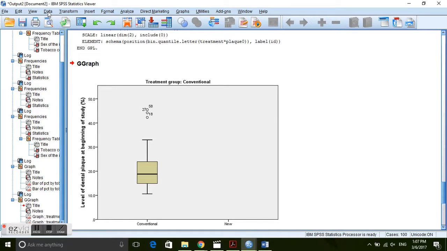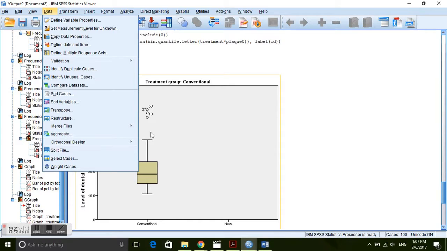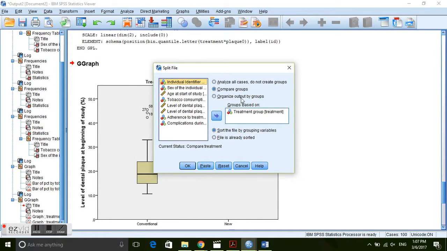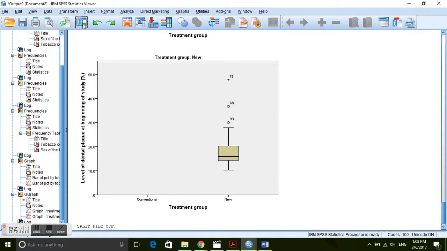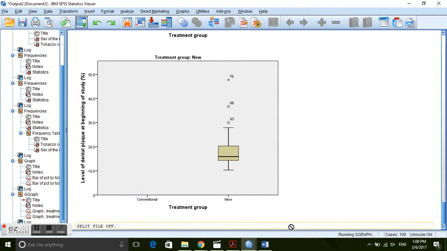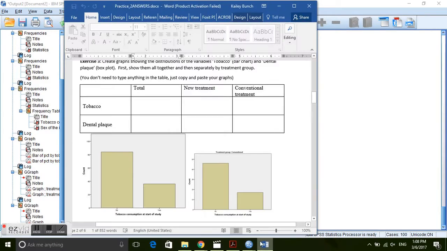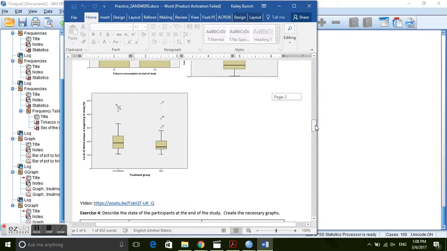So this is splitting the two graphs, and that's because we had split the file. So if you want to get two separate graphs, you can use split file, and it will give you them separately. But if we want to put them together, then we can unsplit the file. We can go back to charts, click OK, and now we have it together. So we have the box plot of level of dental plaque at the beginning of the study by the conventional group, and the same for the new treatment group. So you can put those in there.